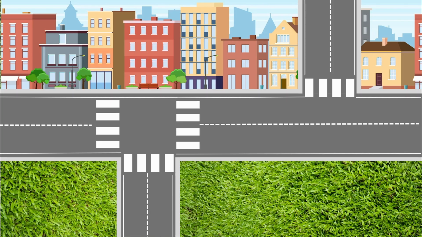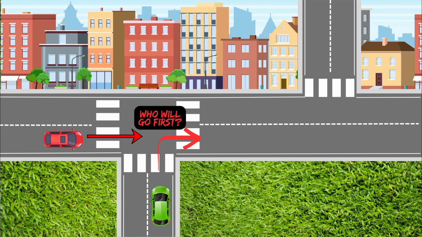So now here we can clearly see a T intersection, and at this particular intersection the red color vehicle is coming from the left lane, and additionally the green color vehicle is coming from the right hand lane. Now in this case the red color vehicle wants to go straight, and the green color vehicle wants to turn right. So here we might have a question: who will have the first priority?